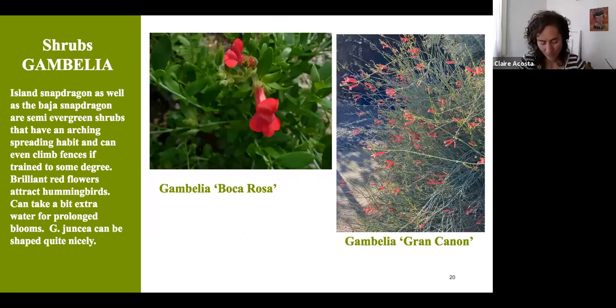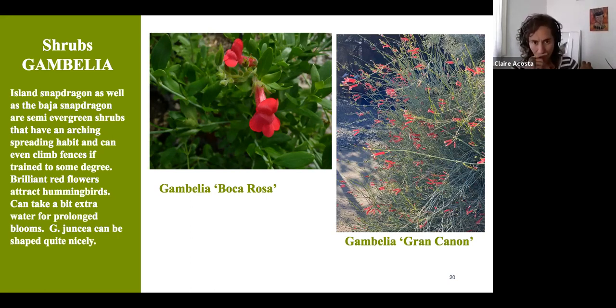Gambelia is island snapdragon. Well, okay, your card says Gambelia speciosa, pardon me, which is island bush snapdragon. But there's also Gambelia juncea, which is the Baja bush snapdragon. The one here on the right is an example of Gambelia juncea, and the one on the left is a Gambelia speciosa.